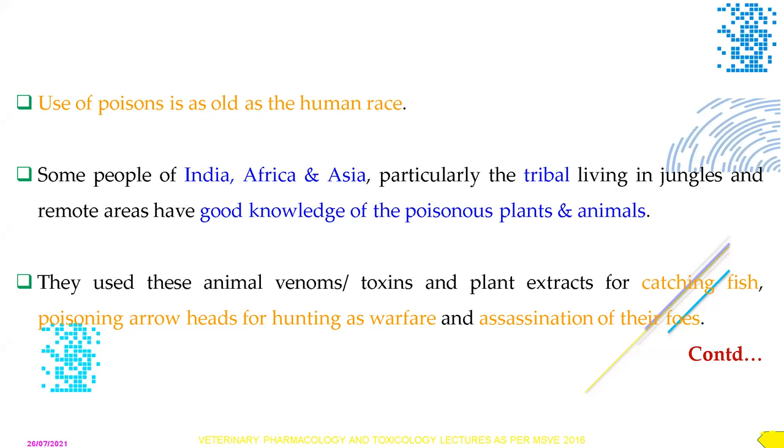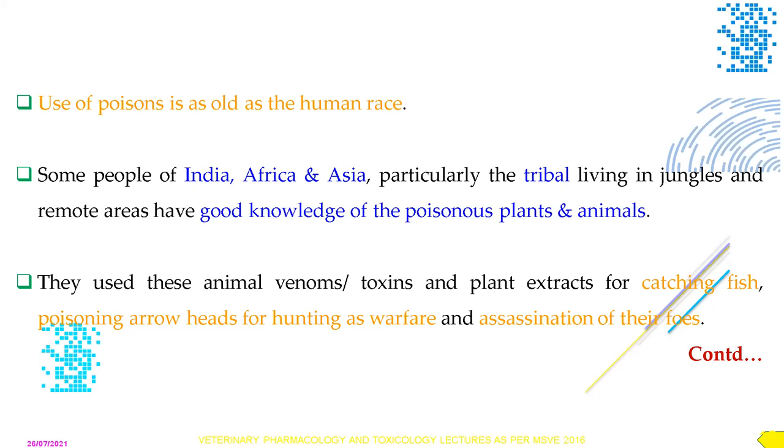These people used venoms, toxins and plant extracts for stupefying or catching fish. Even nowadays, some nomadic and tribal people use many plant leaves. They crush them and put them into the pond, and the fish will die and float on the water, and these people wash them properly and eat them.